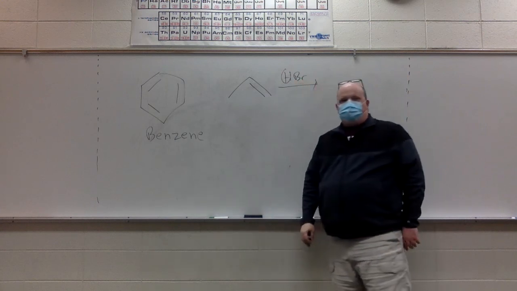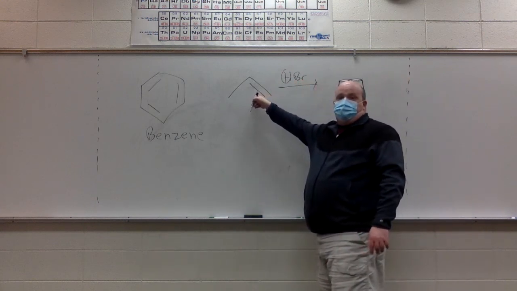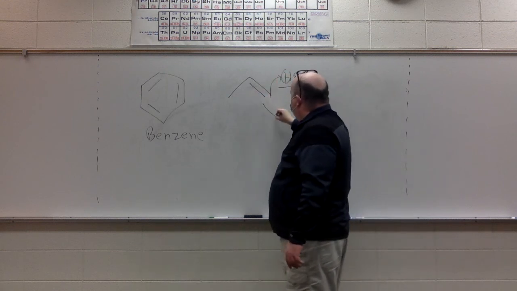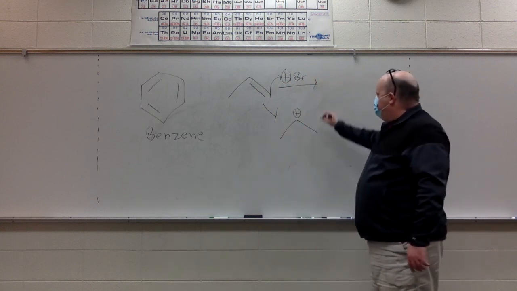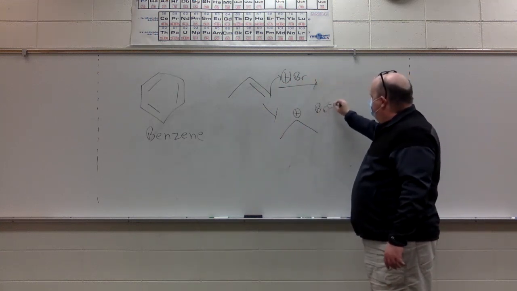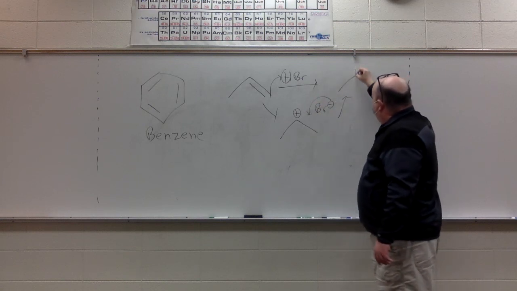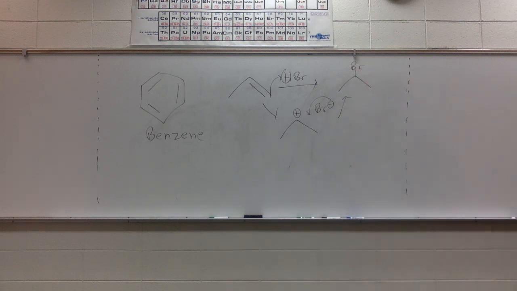Where's it going to go? It's going to go to one of the carbons in the double bond. Markovnikov's rule is going to state it's going to be that one. Makes a carbocation. Br minus adds. And boom. That's an addition reaction, right? We're adding HBr to the double bond.